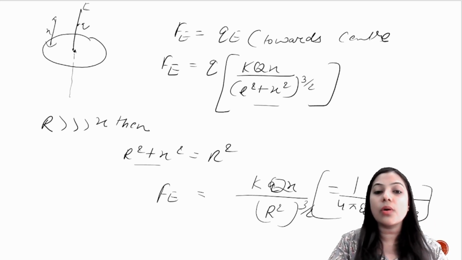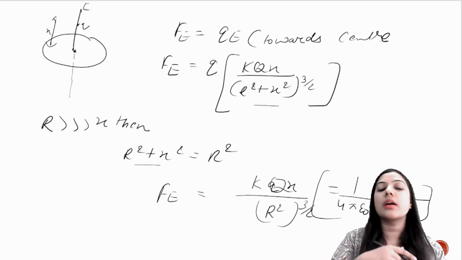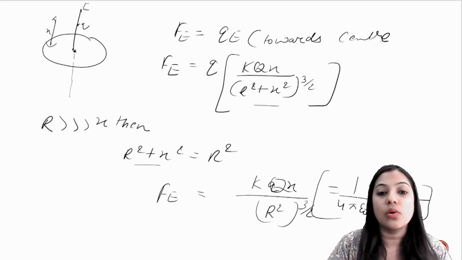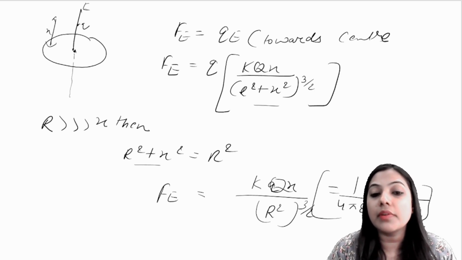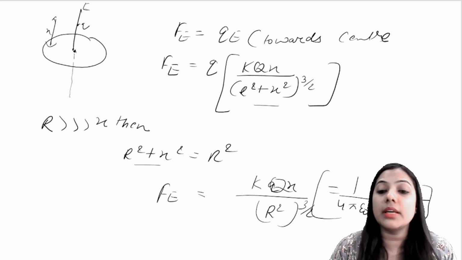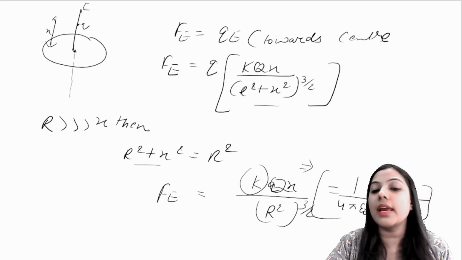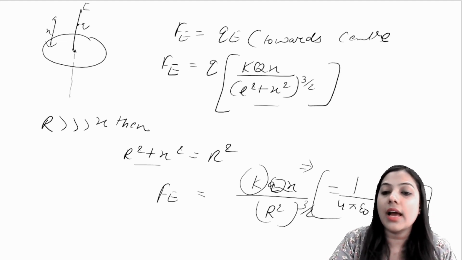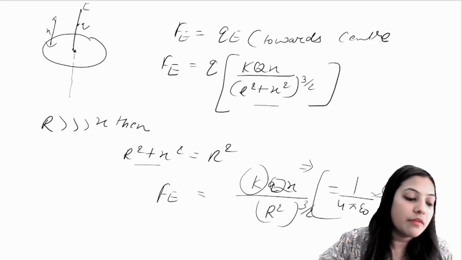So we will take the value of X like R square plus X square is also equal to R square, because in comparison to R, X is negligible. So we will put the value of X as 0. Then if we put R square, what will we get? KQX upon R square to the power 3 by 2, and after we solve this, we put the value of K, which is 1 upon 4 pi epsilon naught, and the remaining values are Qx upon R cube. So this is the value of Fe.